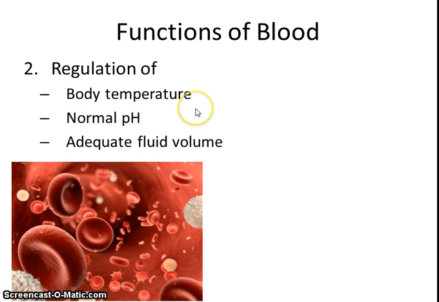They resist pH change. And then blood also regulates adequate fluid volume. We're able to get the right amount of blood volume, get the right amount of fluid within our other areas of body fluids as well.